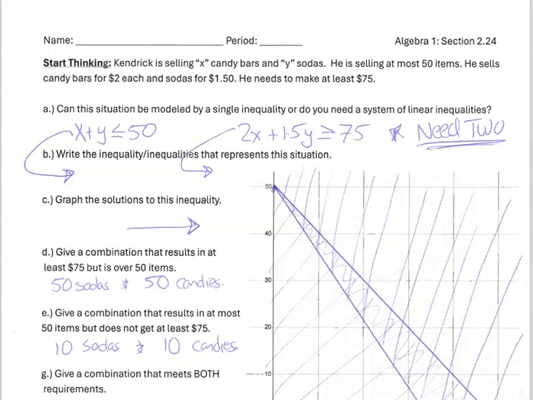All right, let's jump into this. We are coming to the end of the chapter. Just know that we really only have one more section left, and then we're going to be done with this chapter in this unit on inequalities.